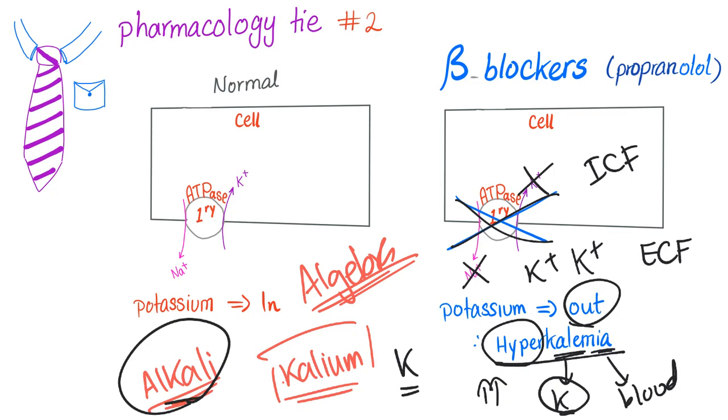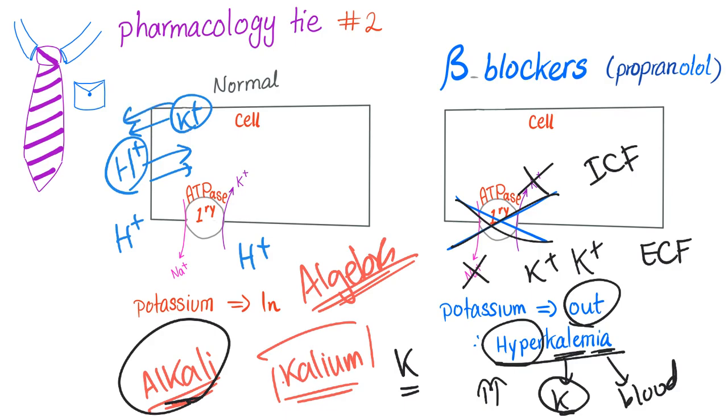That's why when you have acidosis, let's say that you have lots of hydrogen ions outside of the cell, you're going to buffer this hydrogen, you will let hydrogen in, and you will let potassium out. Let the acid in, let the alkali out to buffer the acidosis in the blood.